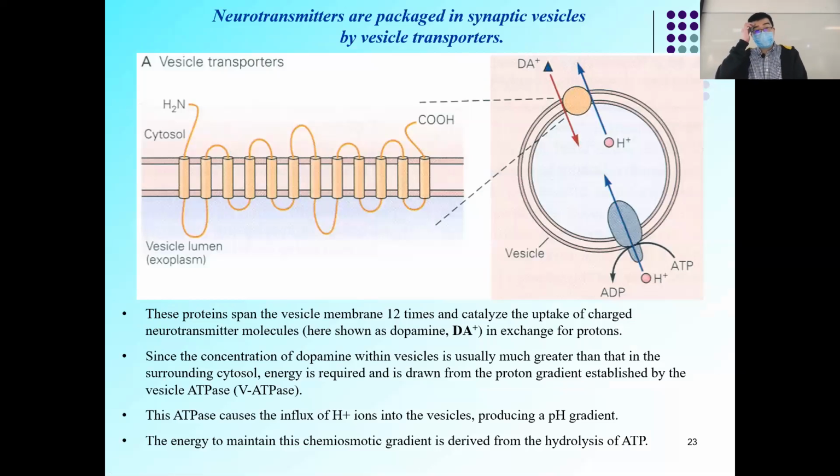So here is an example of the vesicle transporters. This one is the dopamine exchange for protons. So the dopamine can get into the vesicle and be concentrated in the vesicle, okay? Now, the other one is the vesicle ATPase that pumps the proton inside the vesicle. And you see that this provides the energy for the concentration of the dopamine.